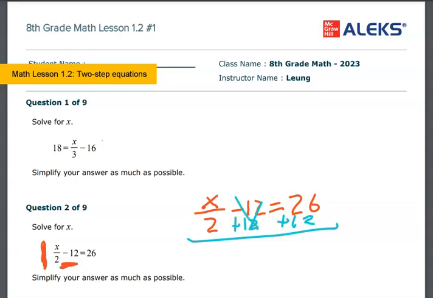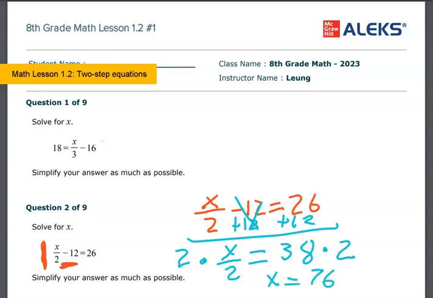This cancels out, and this becomes 26 plus 12, which is 38. And I'm left with x divided by 2. Again, what I do here is I multiply by 2. I multiply by 2. X is equal to 76. And that's my answer. So that's how we're going to do a lot of our problems today. Most of your assignment is actually going to be different variations of this.